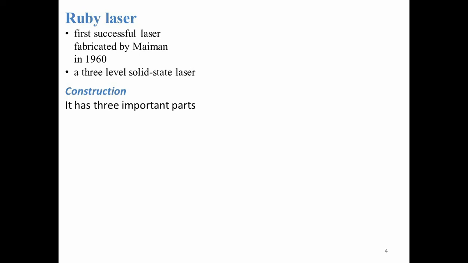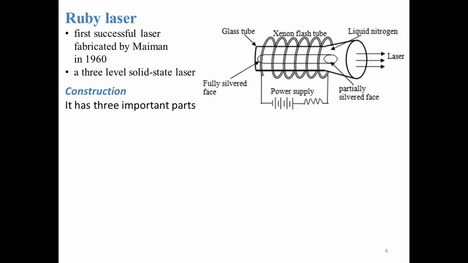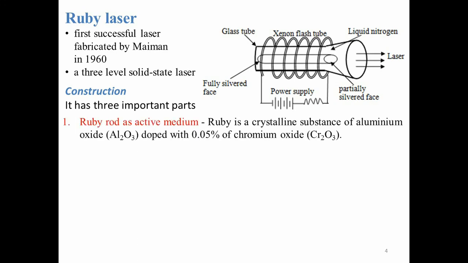Then construction of the laser. Construction of a laser means how the three basic components are arranged. It has three important parts. First part, active medium. Here the active medium is a ruby rod. This is the ruby rod, which is taken in the form of a rod. And here ruby is a crystalline substance of aluminum oxide which is doped with 0.05% of chromium oxide. Now by doping, some of the Al3+ ions are replaced by Cr3+ ions.